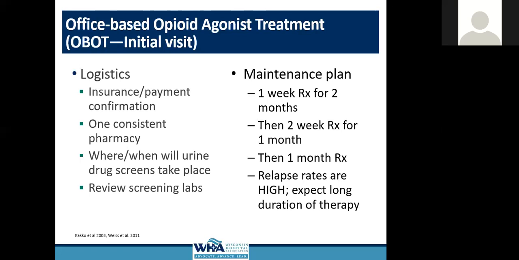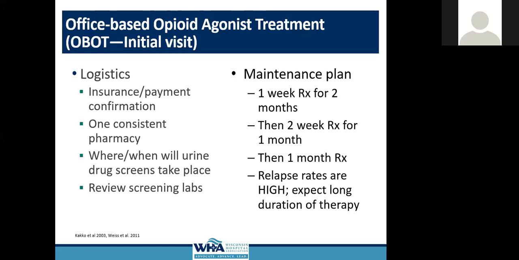On the right-hand column here is a basic maintenance plan. The idea is that you're going to be checking in really frequently at first and then have more spaced out visits later. And so for the first 2 months, you're going to be doing a prescription every 1 week just to make sure that the dosing is right and the patient's doing okay. Obviously, the first couple of months are going to be rough. And then after that, you're going to be doing 2 prescriptions per month and then 1 prescription per month.